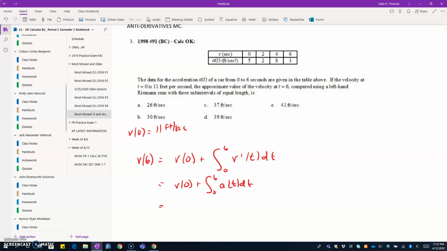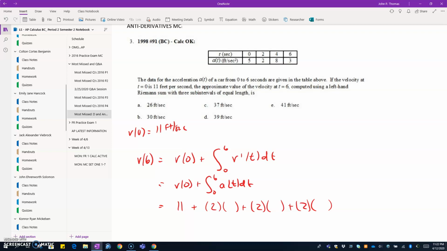All right, so we know that the v of 0 is 11 from the givens. Then it said use a left-hand sum. So we're doing rectangles, so I'm just going to get a template set up for 3 rectangles for that integral. All right, 0 to 2, 2 to 4, and 4 to 6. So our widths on each of these is 2.